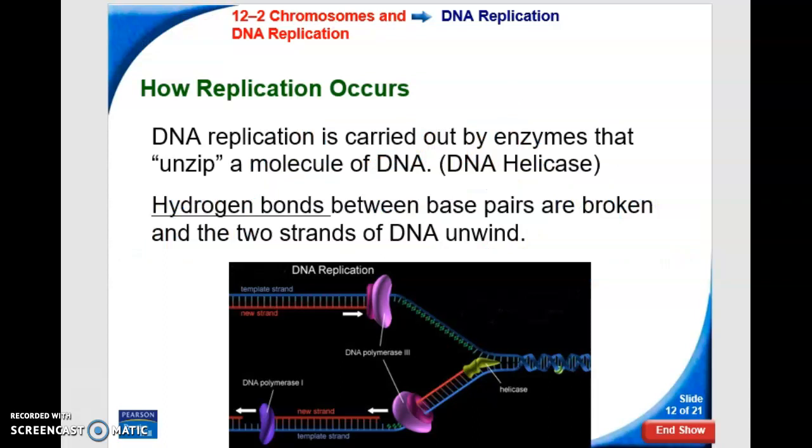All right, a couple enzymes you need to know about and how this occurs. We talked about the two strands of DNA being held together by those hydrogen bonds. Now we have to unzip them, and the enzyme that does this is called DNA helicase, and that's going to go through and break those hydrogen bonds that are holding the bases together. And this is also going to cause the DNA strand to unwind.